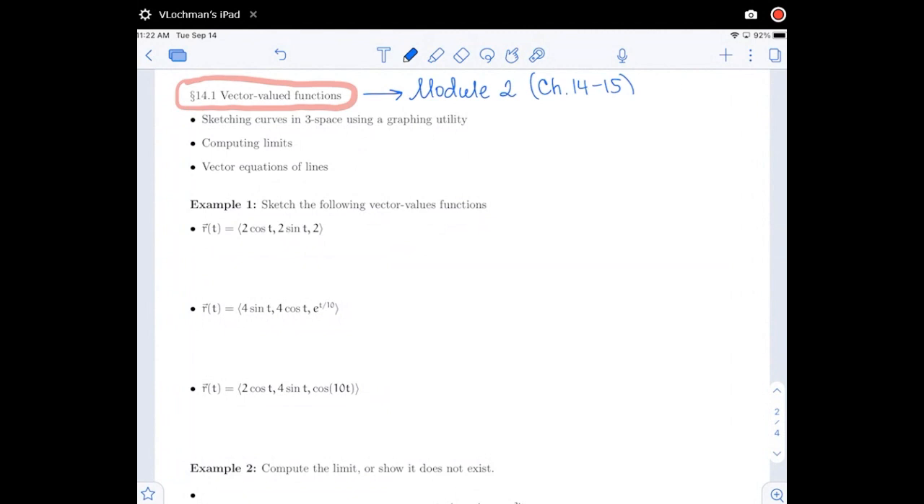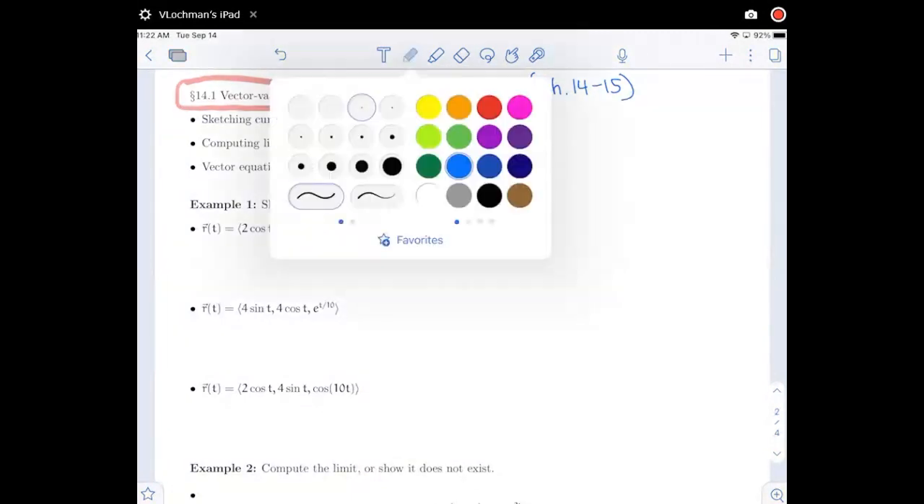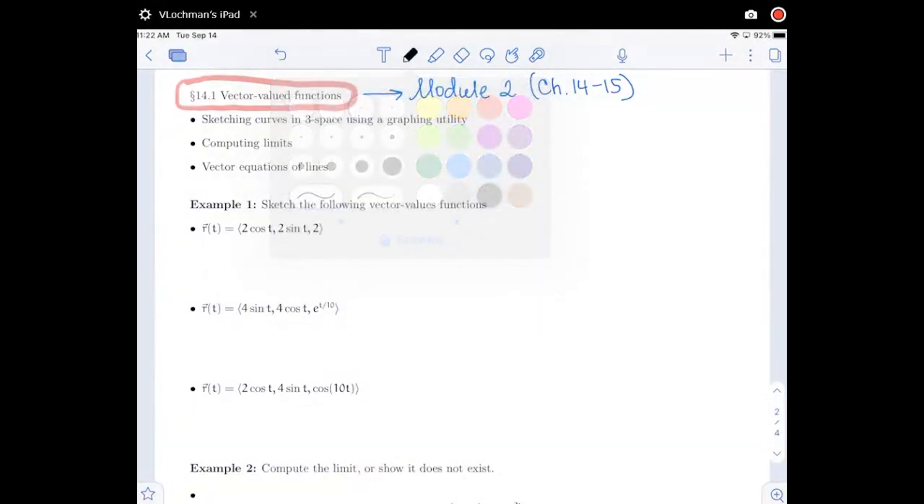Okay, so what we need to know in this course, in this particular section, we're going to learn about sketching curves in 3-space using graphing utilities. Then we're going to compute limits and talk about vector equations of lines, which we already know what they look like. Okay, so in general, we need to have this form in mind.